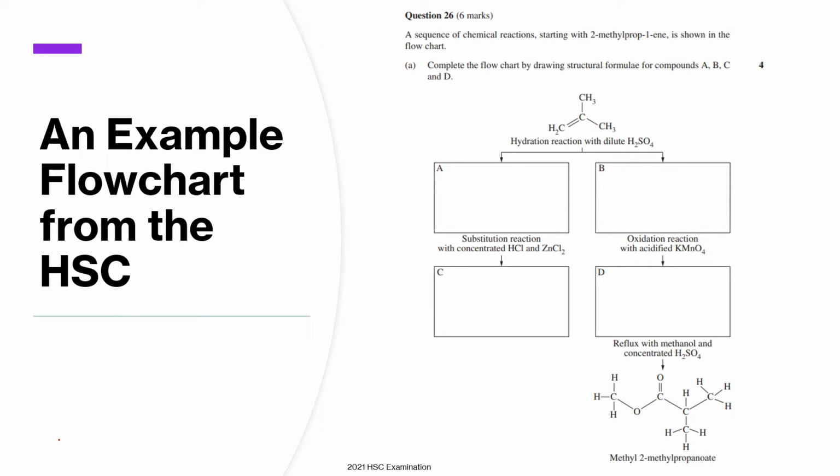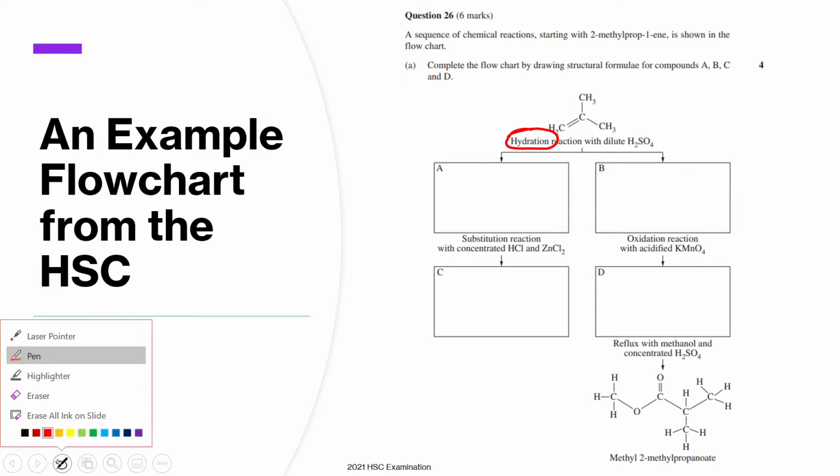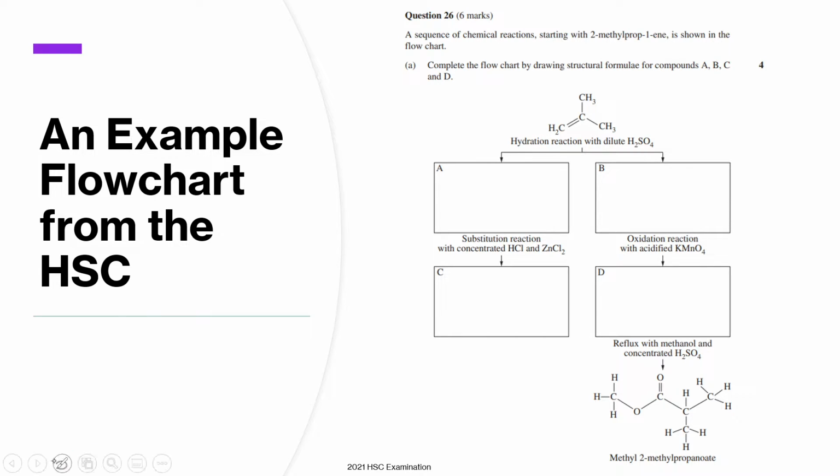So first off, in this reaction here, we've been told that we are doing a hydration reaction. Now, hydration is another word for addition of water to what we have here, a double bond, an alkene. So when adding water to an alkene, we should expect two products.